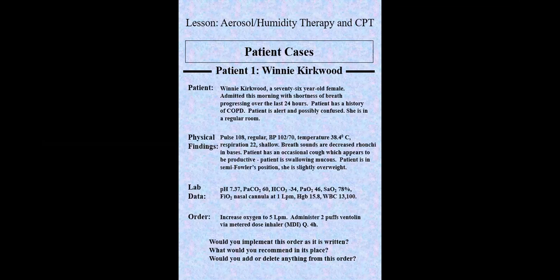Now, the order that the doctor gave was to increase the oxygen to 5 liters per minute, administer 2 puffs of Ventolin, which is albuterol, via a metered dose inhaler. Okay, Q4. First one was, would you implement this order as it's written? Second one was, would you recommend it? What would you recommend in its place? And would you add or delete anything from this order?